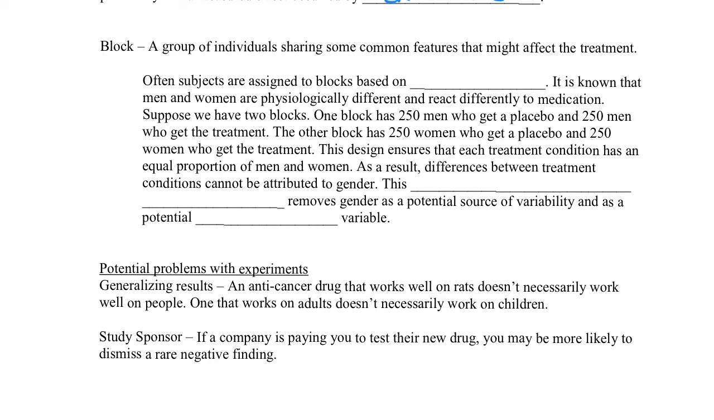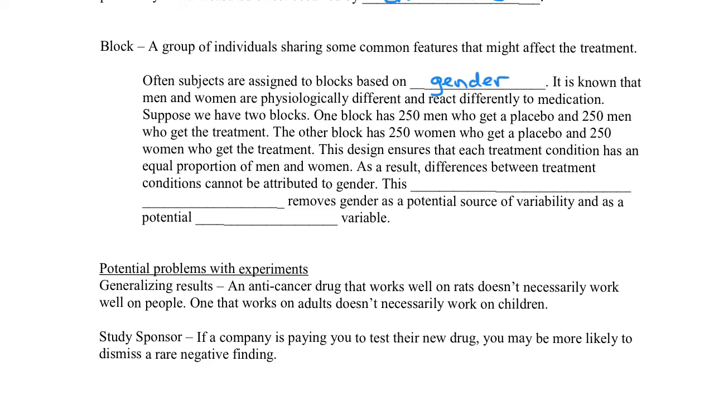So a block is a group of individuals sharing some common features that might affect the treatment. So often subjects are assigned to blocks based on gender. This is in human studies, especially in medicine. It is known that men and women are physiologically different and react differently to medication. So suppose we have two blocks. One block has 250 men who get a placebo and 250 men who get the treatment. The other block has 250 women who get a placebo and 250 women who get the treatment.